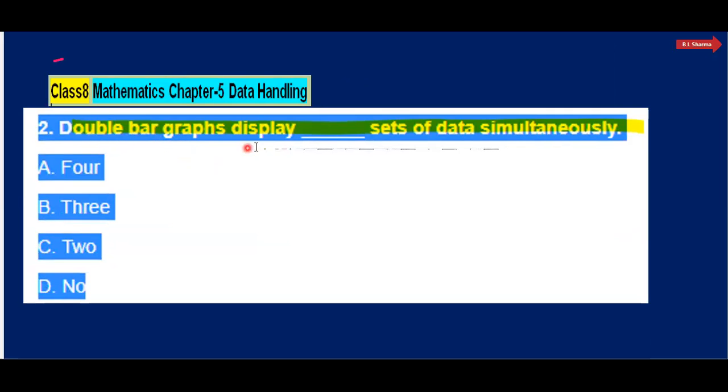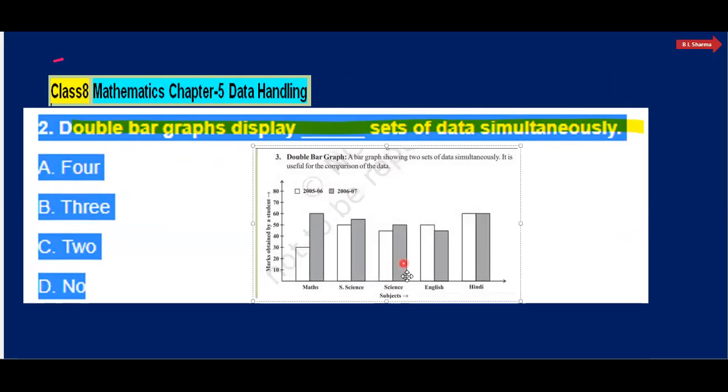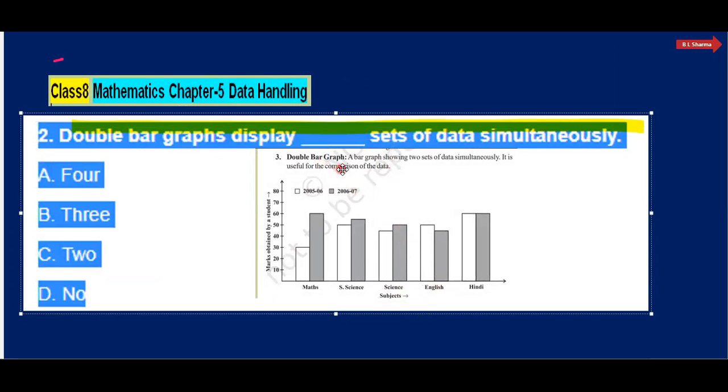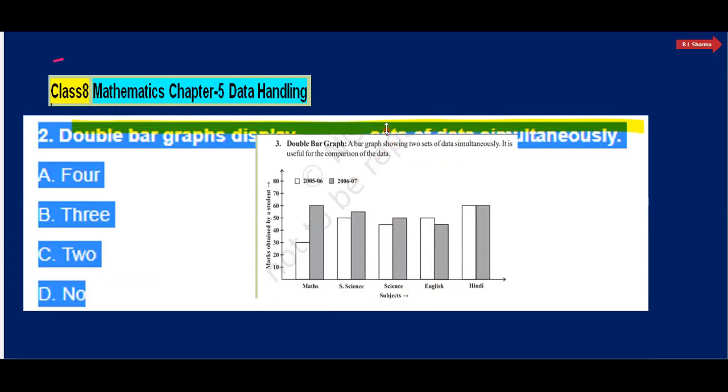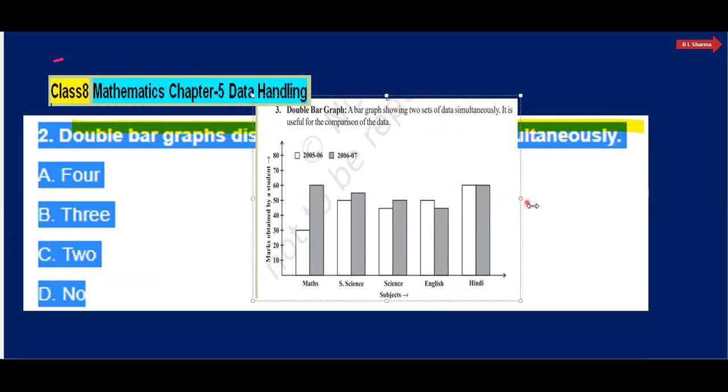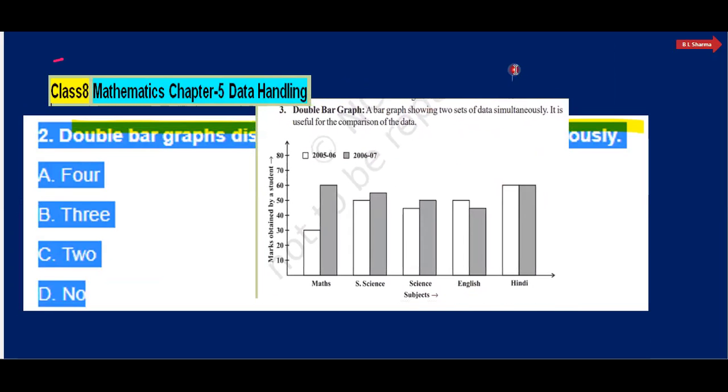Next question, double bar graph displays sets of data simultaneously. You can say here that a double bar graph is a bar graph showing two sets of data simultaneously. It is called a double bar graph. So the answer is 2.